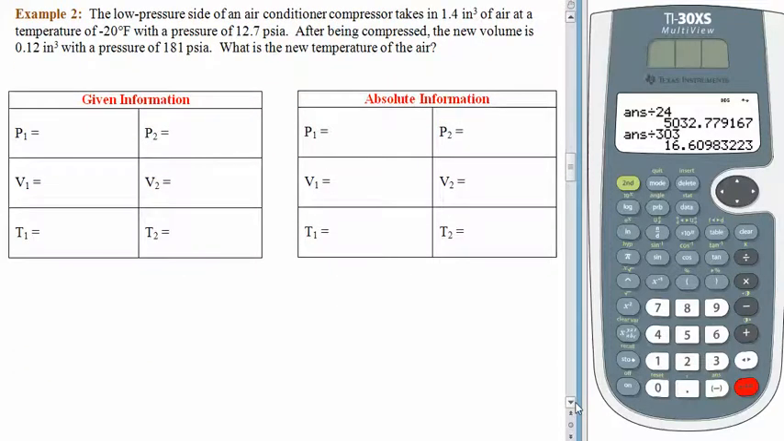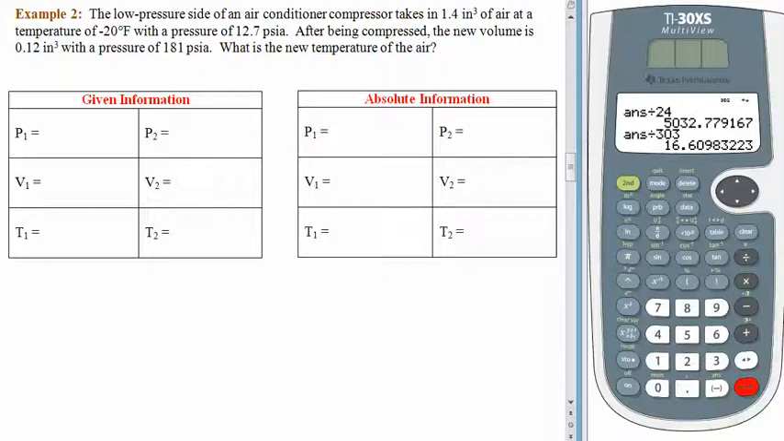Okay, here we go. Now we've actually got a situation. The low pressure side of an air conditioner compressor takes in 1.4 cubic inches of air at a temperature of -20 degrees Fahrenheit with a pressure of 12.7 psia. After being compressed, the new volume is 0.12 cubic inches with a pressure of 181 psia. All right, so first thing we want to do is fill in the table.